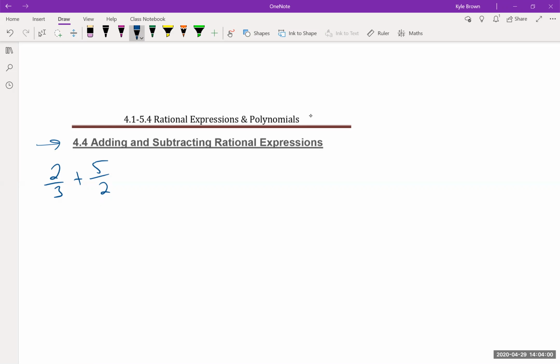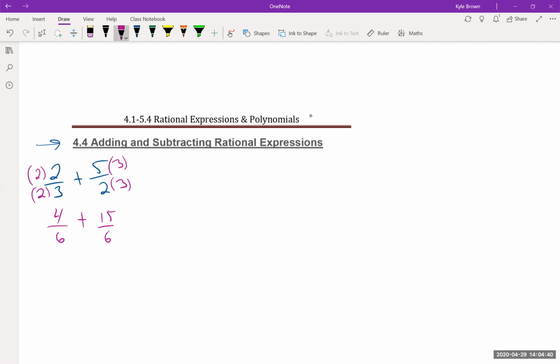So in this example, we would say, okay, what number do 3 and 2 both go into? Well, they both go into 6, right? So then I'd ask, how do I turn this 3 into a 6? Well, I have to multiply it by 2. And whatever I do at the bottom, I have to do at the top as well. So that's how the left term would change. And the right side, I'd multiply by 3 for both. Then the top would be 2 times 2 is 4, the bottom would be 6, plus 5 times 3 is 15 over 6.